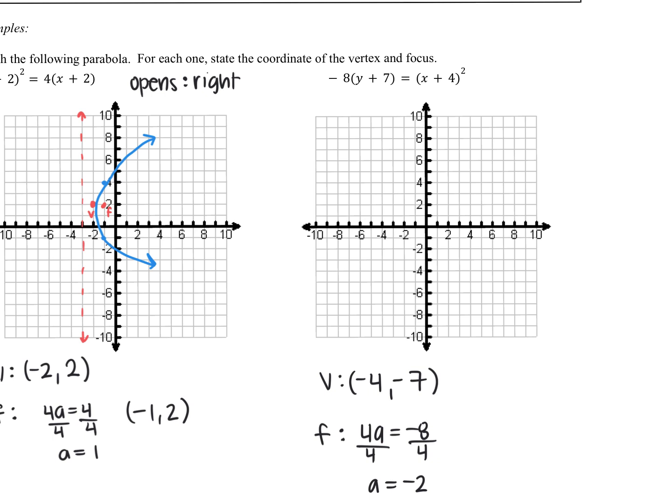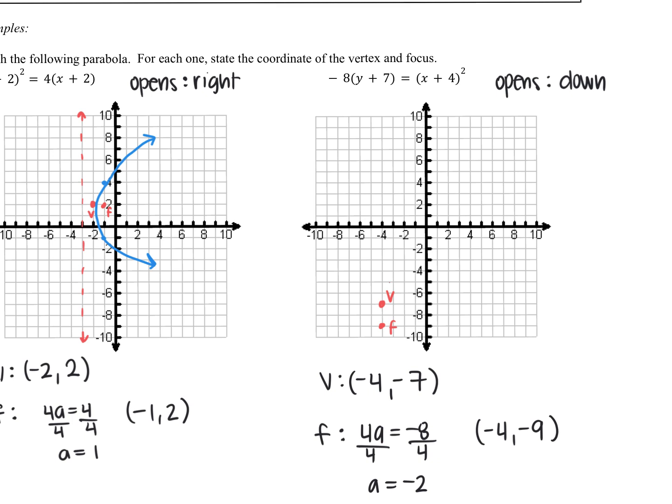So now I need to figure out, am I subtracting that for x or y? So I need to know what direction my parabola opens. Because x is squared, it opens up or down, and 4a is negative, so it's going to tell me that it opens down, which means I'm going to subtract 2 from my y value, giving us a focus at negative 4, negative 9. So when I graph, my vertex is at negative 4, negative 7. My focus is at negative 4, negative 9.